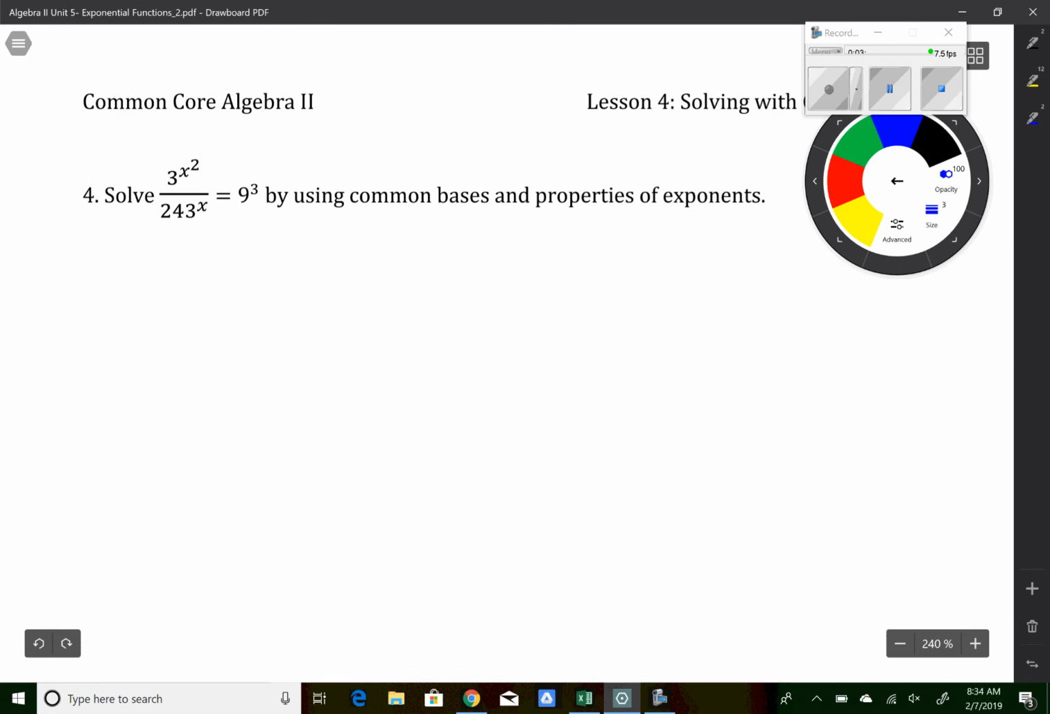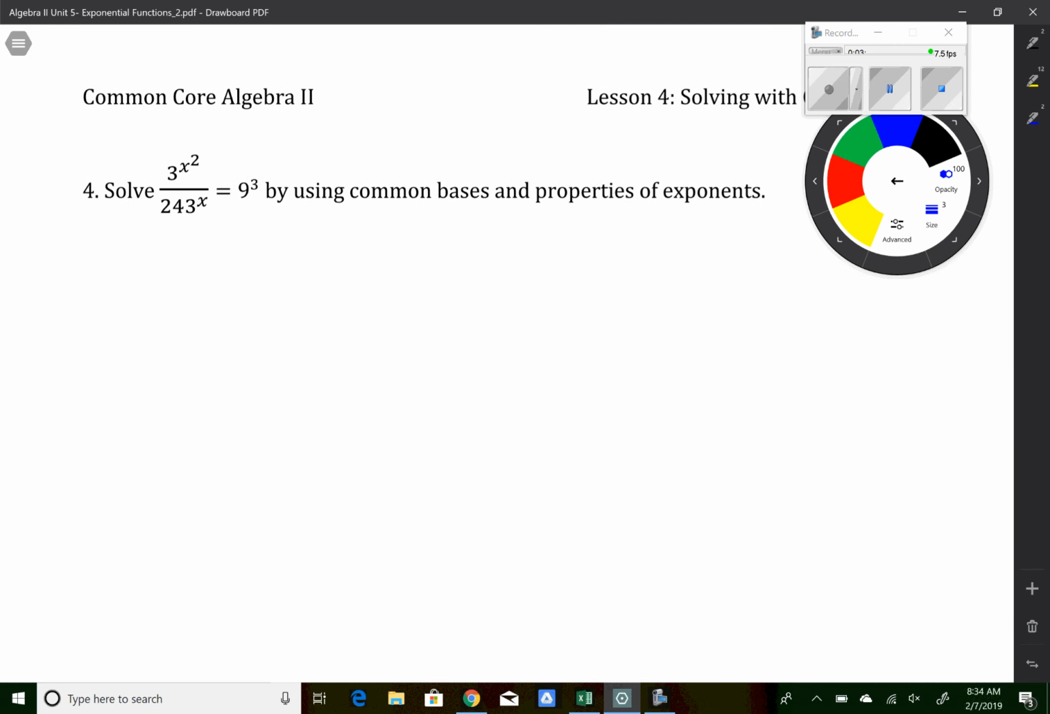Number 3, right? So to solve using common bases and the properties of exponents. So the first thing I want to do here is I want to simplify this left-hand side. That looks kind of messy. So I want to change 243 to have an exponent or as an exponential value here. So instead of having a base of 243, I want to try and make it have a base of 3. The reason why I want to make it a base of 3 is because I know that 9 can be changed. So 3 to the, what do I think it is? I don't remember. I think it's 5th. 3 to the 5th power.